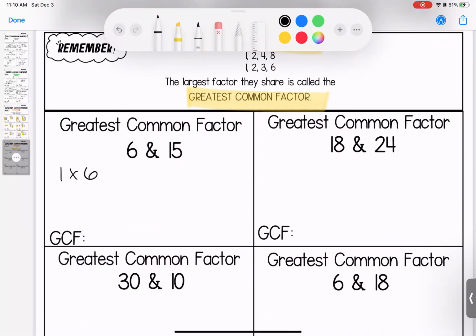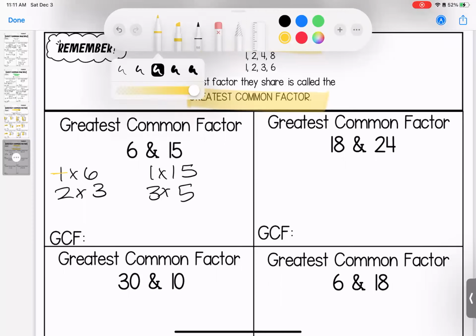For 6, we have 1 times 6, 2 times 3, and for 15, 1 times 15, 3 times 5. Looking at what they have in common, we have, oh, I did it again. We have a 1, a 3. Greatest common factor is 3.